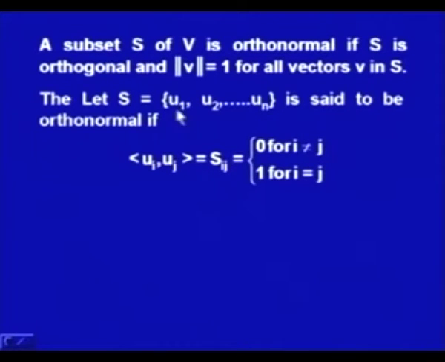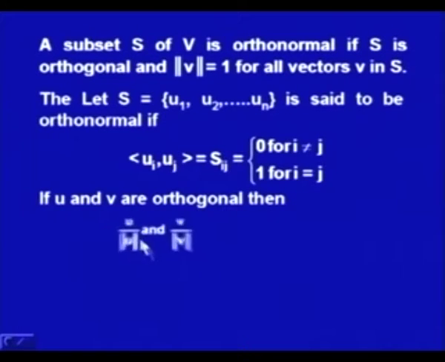But if they are equal, the inner product of ui with ui, when i and j are equal, is the norm, and this has to be 1 because it is an orthonormal vector. So, that is how we define an orthonormal set, and mathematically we say that the inner product of ui and uj is equal to 0 for i not equal to j and 1 for i equal to j. So, if this property is satisfied for all i and j for a set S, then we say that set is orthonormal.